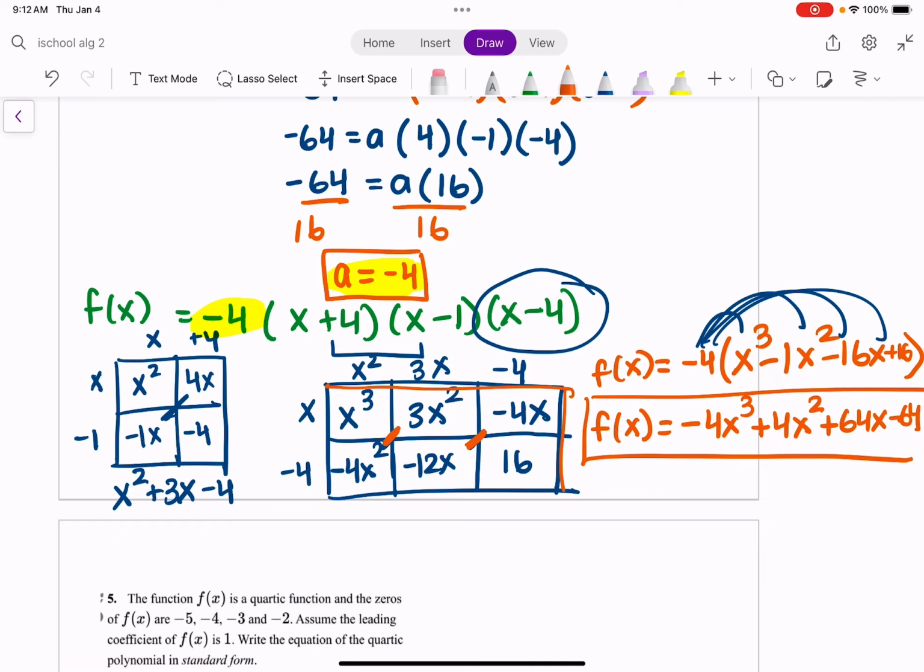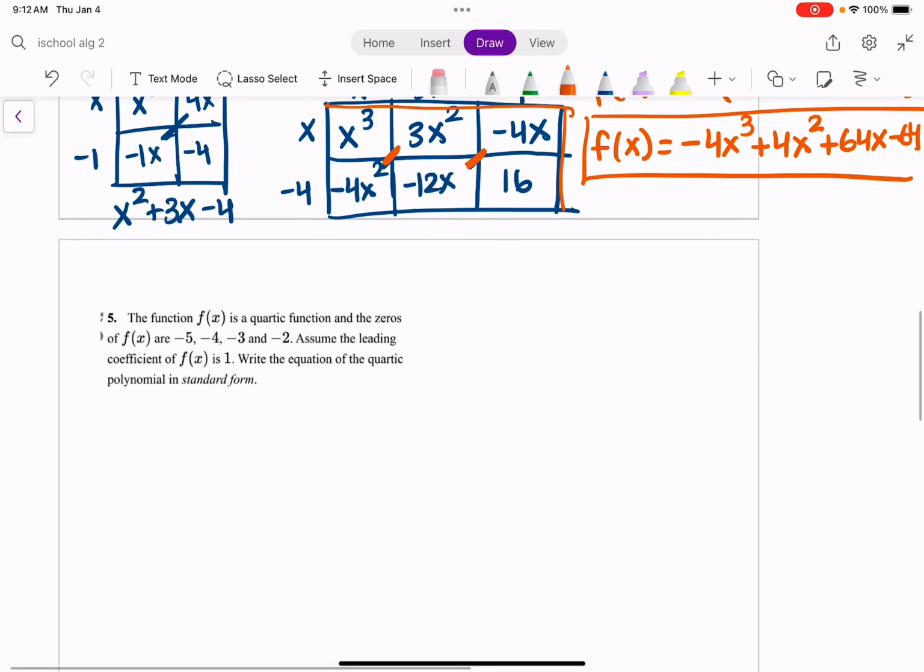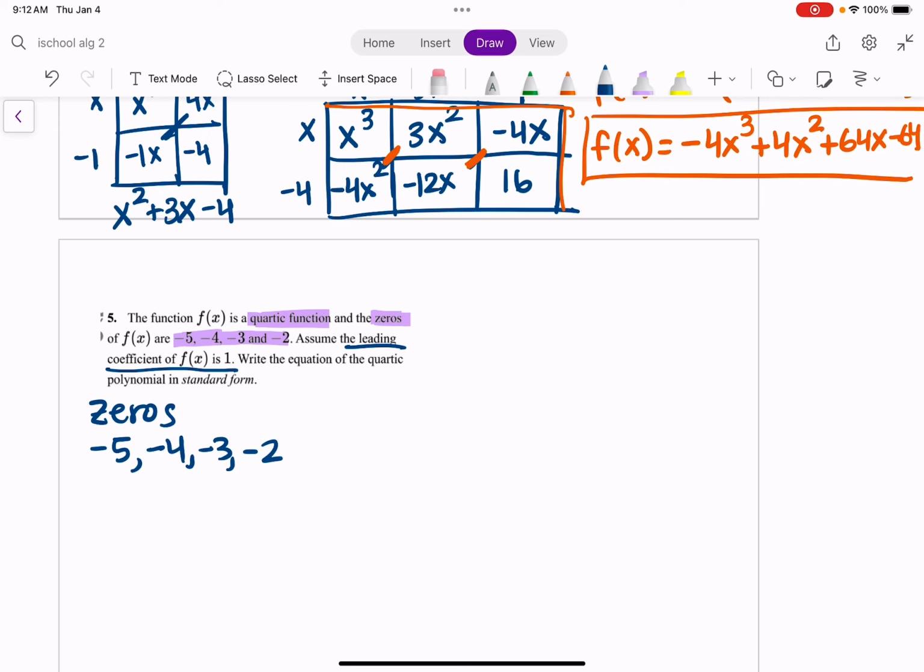Okay, for the next question, I'm just going to start it for you guys, but you don't have to finish it, okay? So this question is saying the function f of x is a quartic function with the zeros of f of x are -5, -4, -3, and -2. Assuming the leading coefficient is 1, write the equation of the quartic polynomial in standard form. Okay, so now I'm given some important information. My zeros are -5, -4, -3, and -2, and I know that the leading coefficient is 1, right?